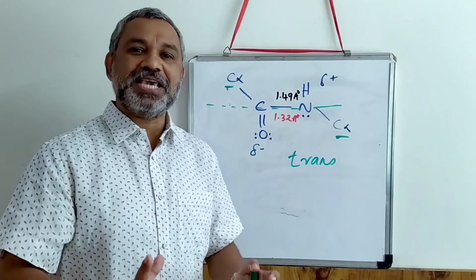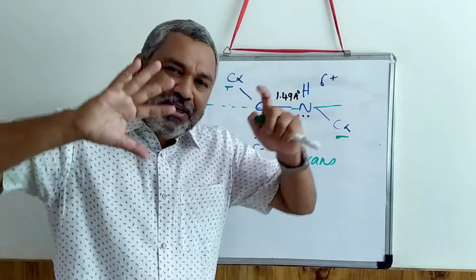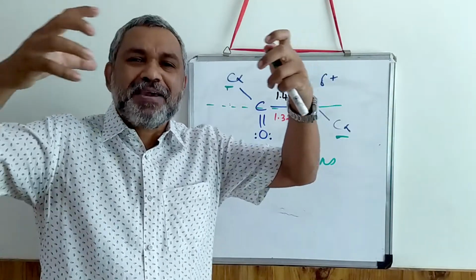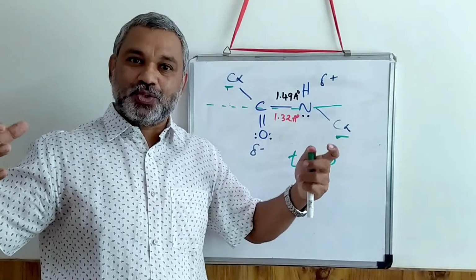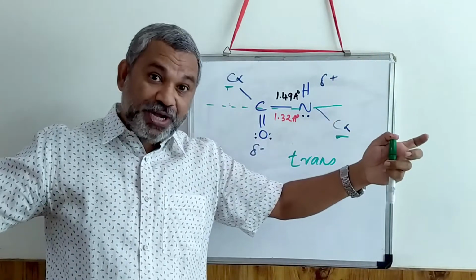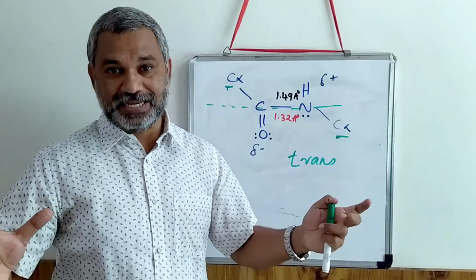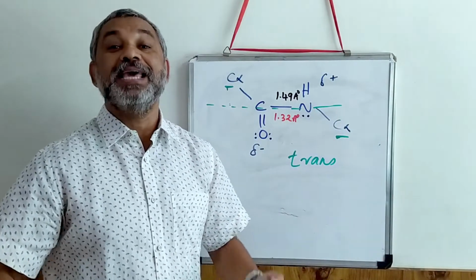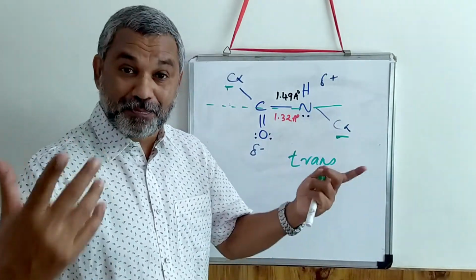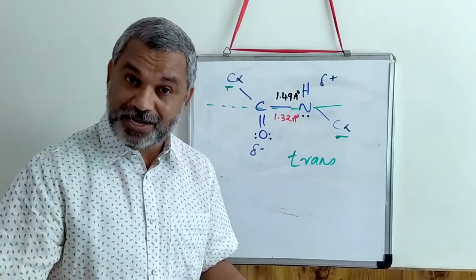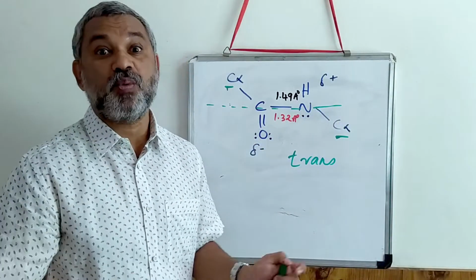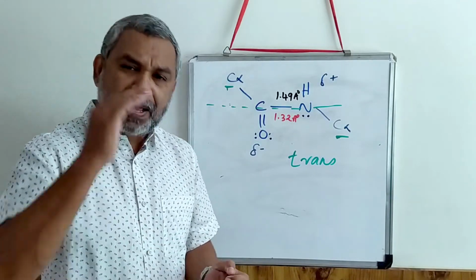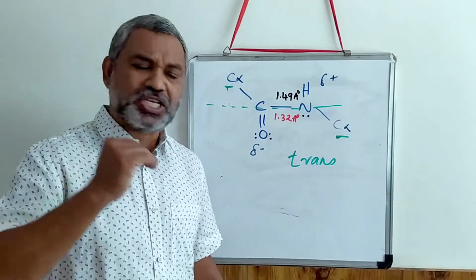The advantage is, if the bulky groups are on either side of the double bond, they cannot come together. So therefore, it is to avoid steric hindrance. So the proteins are able to fold properly by using the peptide bonds. That is one of the biggest advantages of having a trans double bond. Suppose it were a cis double bond.